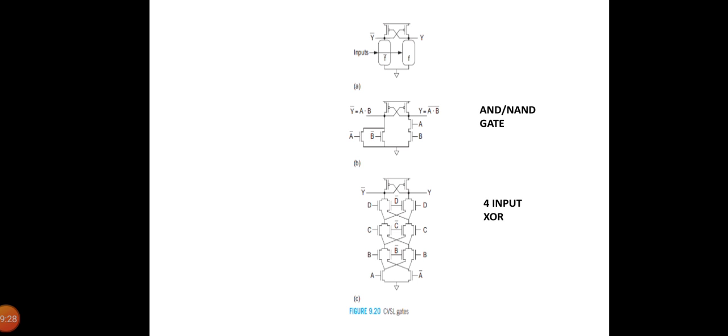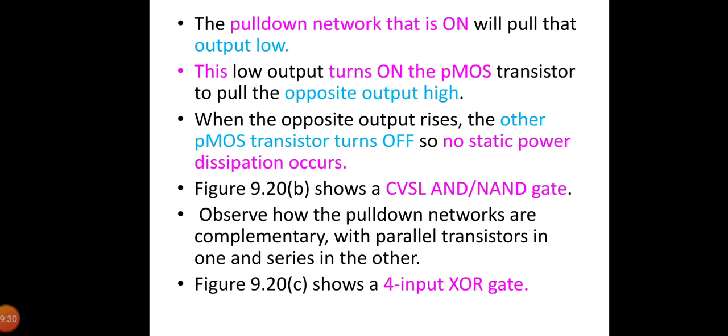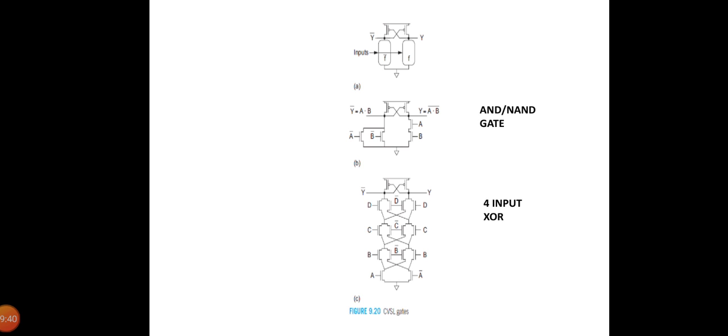So here you can see the CVSL NOR gate. Observe how the pull-down networks are complementary, with parallel transistors in one and series in the other. This third diagram shows the 4-input XOR gate in CVSL. The pull-down networks PDN1 and PDN2 use NMOS devices and are mutually exclusive. That is, when PDN1 conducts, PDN2 is off, and when PDN1 is off, PDN2 conducts, such that the required logic function and its inverse are simultaneously implemented.